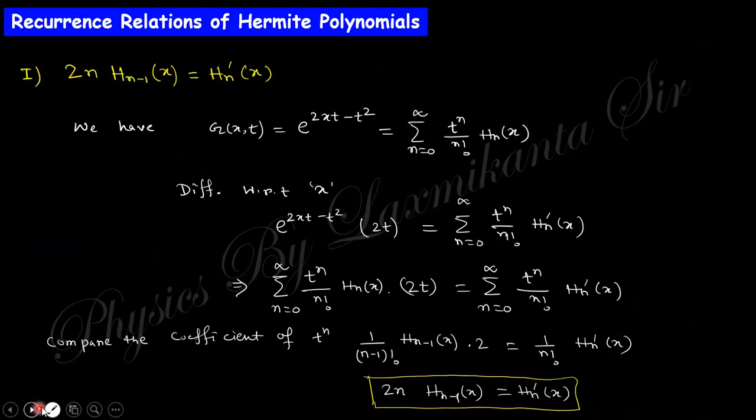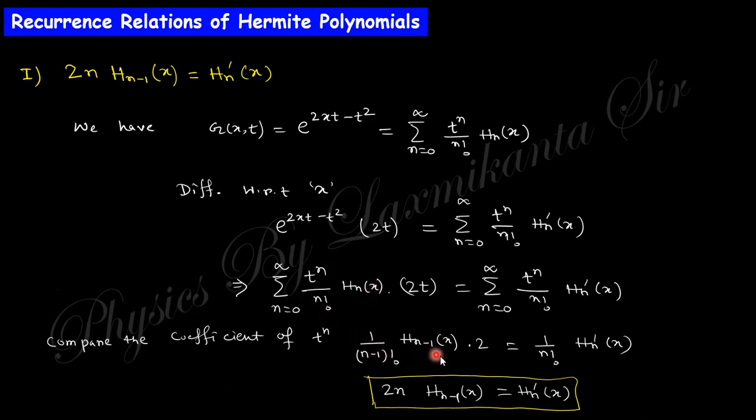After getting the Hermite polynomial, you can easily find some recurrence relations for it. The first one is 2n H(n minus 1)(x) equals H prime n(x). You know this generating function. If you take the derivative with respect to x, because this prime denotes the derivative with respect to x, you will get this one, and this is nothing but the summation of that one. Put this value, and if you compare t to the power n, because this is t, so this will be t plus 1, so you need to put n minus 1.